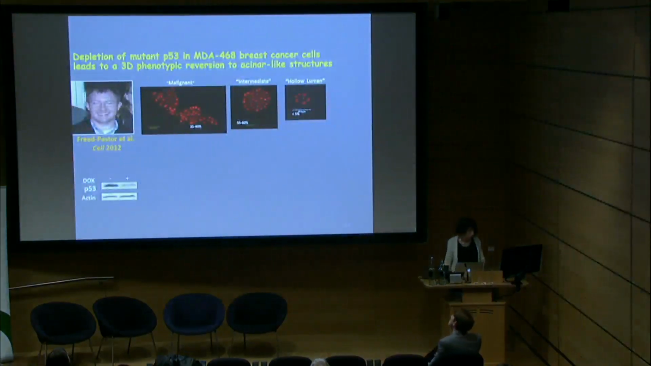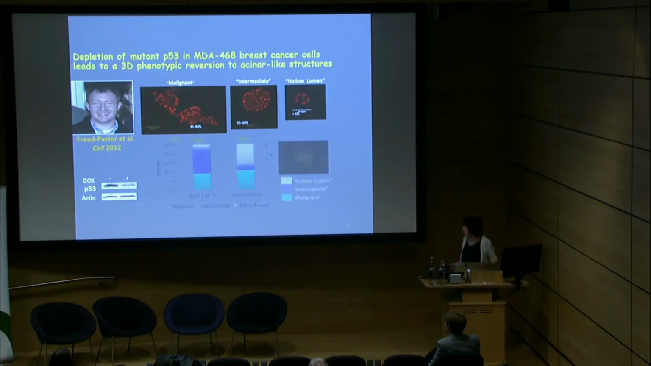So this is the work of Will Prives. He was an MD PhD student in the lab several years ago, and I'm not going to go into it in great detail other than he was working with breast cancer cells where you could inducibly reduce the single mutant P53 in those cells. What I mean by single mutant is that there was no wild type P53 in the cells. When that mutant P53 was downregulated, a high proportion of these cells, almost 50%, went from a very malignant morphology to a more normal-looking acinar, hollow lumen-like morphology.